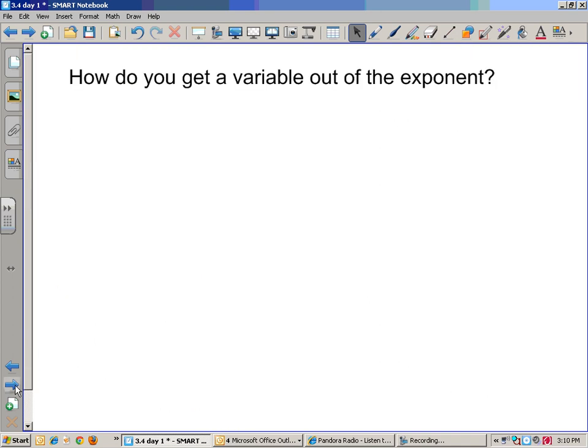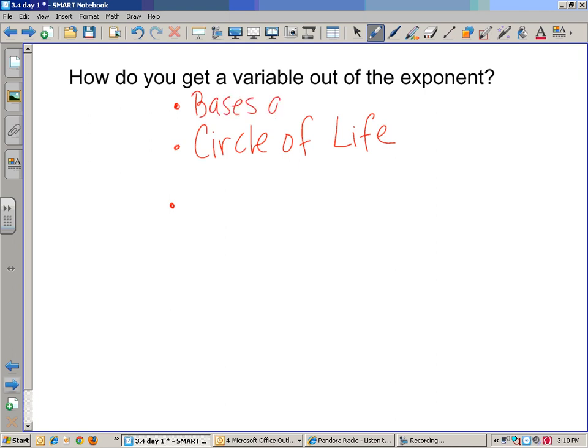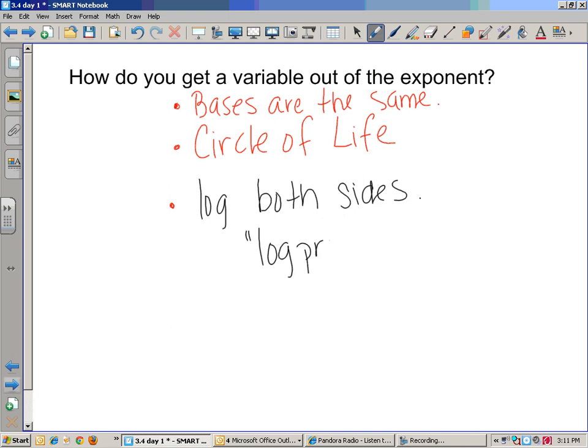Okay, so how do we get the variable out of the exponents? You have two choices right now. We can use what we call circle of life, and that would be like the second set of examples. You have the first option, which is where the bases are the same. Or you have the last option where you can log both sides. And we use log properties for this. And it works with anything including log base e, natural log. But log both sides, and we are going to use our log properties to do that.